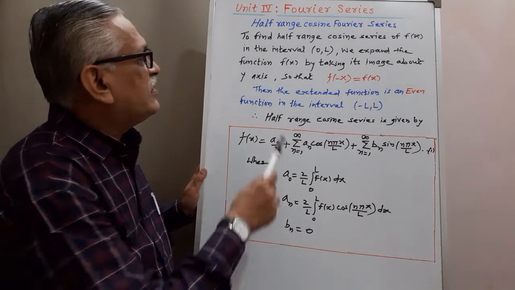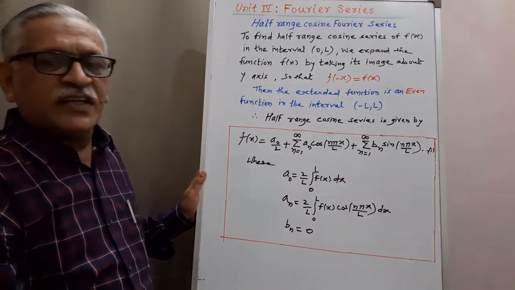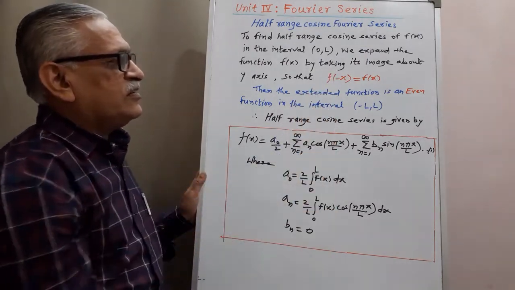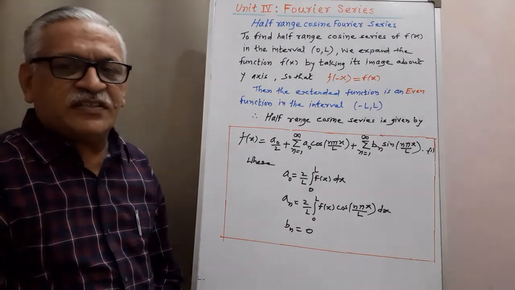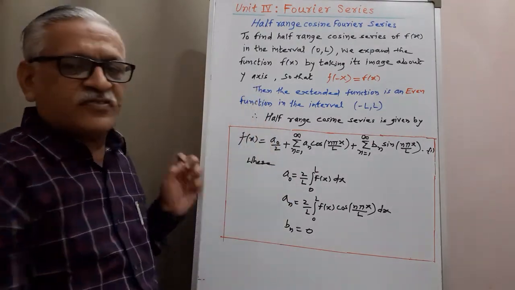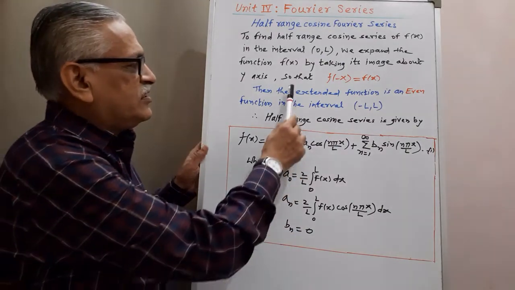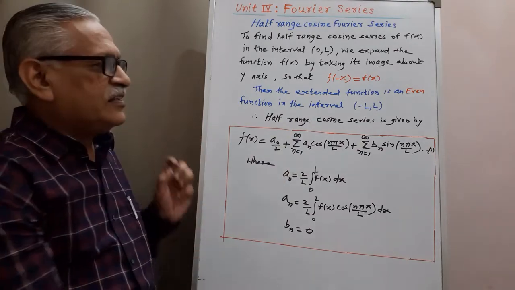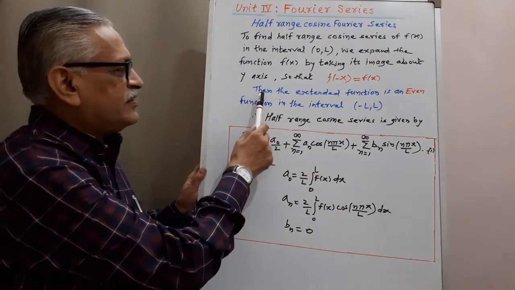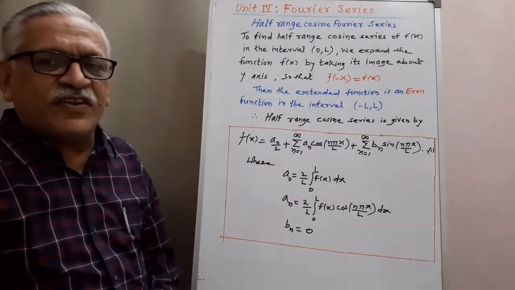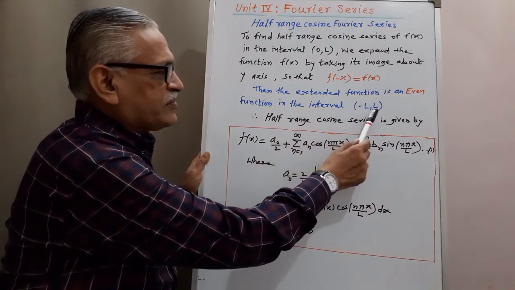Explanation of it. To find the half range cosine series of a given function f of x in the interval 0 to L, we have to expand that function f of x by taking its image about the y-axis. That is important. Here we have to take the image about the y-axis so that the resultant function f of minus x is f of x. Then the extended function is an even function in the interval minus L to L.